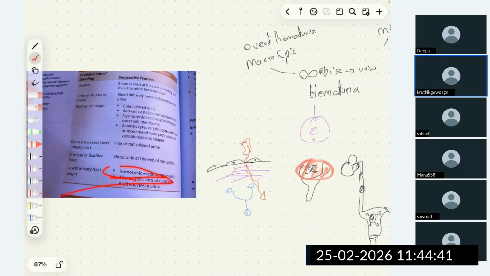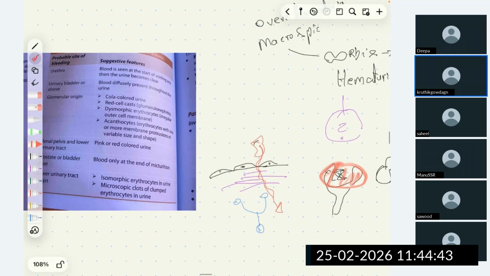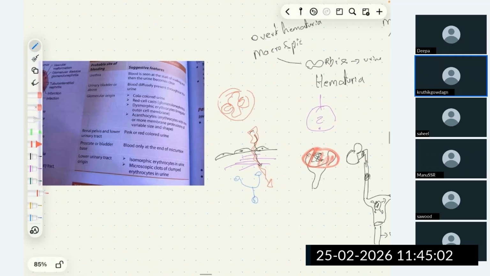There can be acanthocytes. What are acanthocytes? Erythrocytes with one or more membrane protrusions of variable size and shape. Due to this maneuvering, the RBC's shape may get distorted, leading on to membrane protrusion. If it happens, it's called acanthocytes. This is seen in glomerular origin.